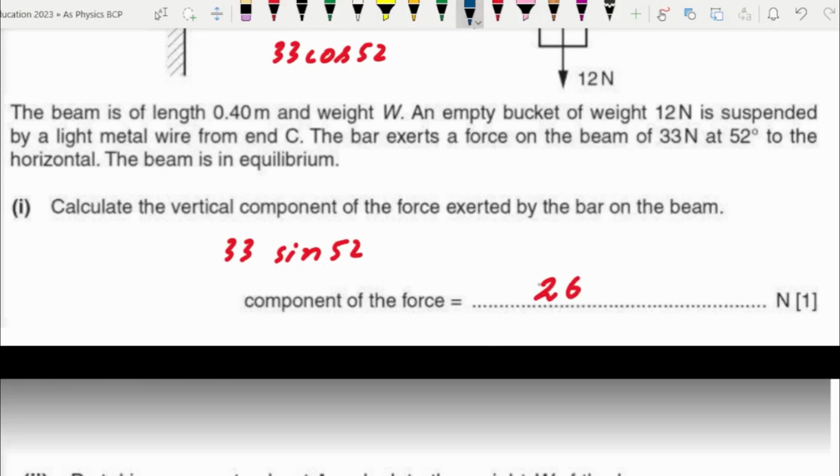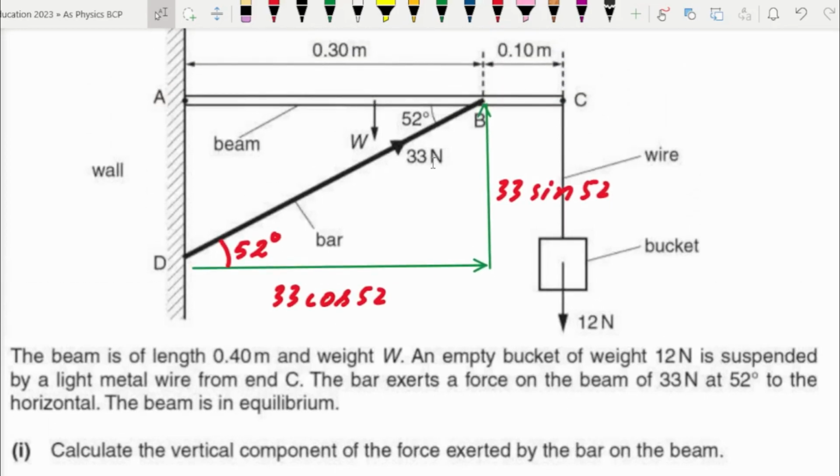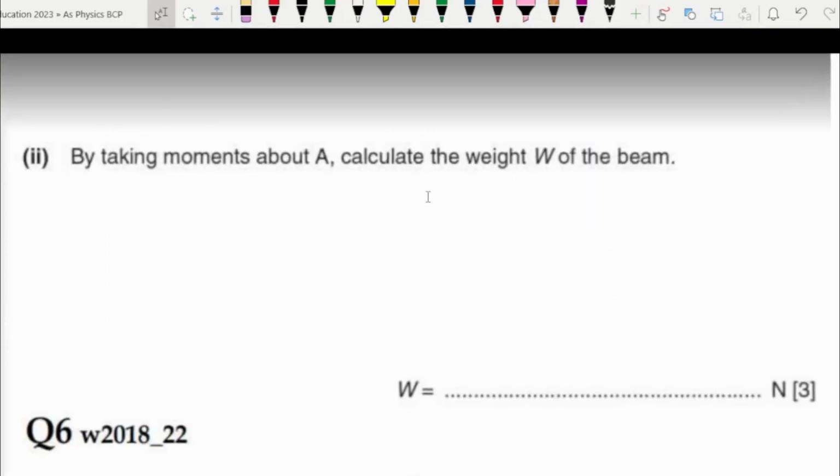26 newtons. And the answer has to be less than the actual vector. The actual force was 33 and the answer has to be less than that. Then we have the next question for 3 marks. By taking moments about point A, calculate the weight of the beam.